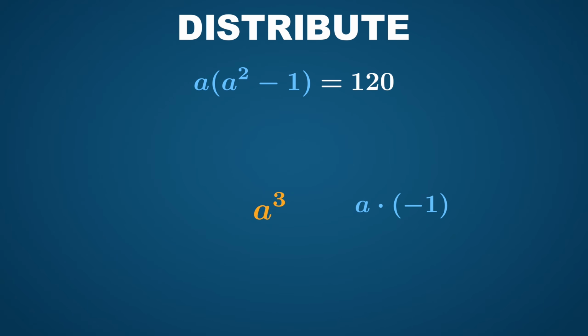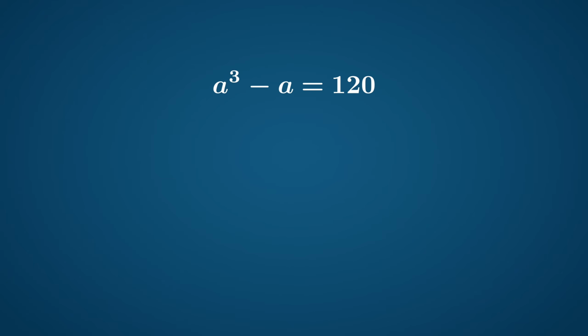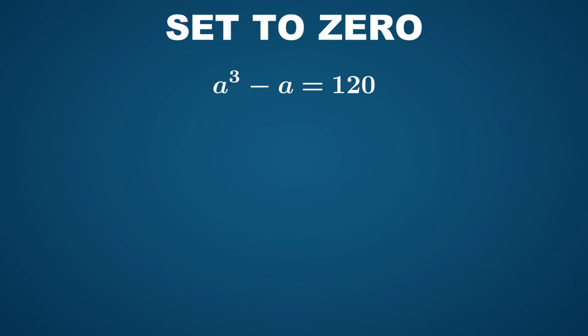Next, we multiply the a by the negative 1 term in the bracket. This simple multiplication gives us a negative a for our expression. Our new equation reads as a cubed minus a equals 120. We want to set this equation to 0 to solve for the variable a. To do this, we must move the 120 to the left side. We subtract 120 from both sides of the equation.